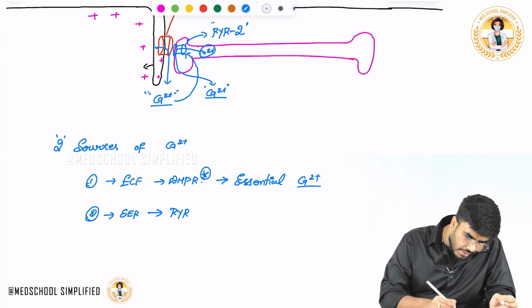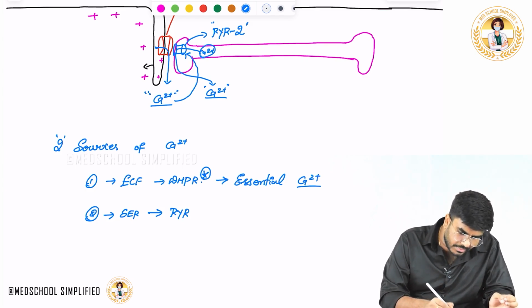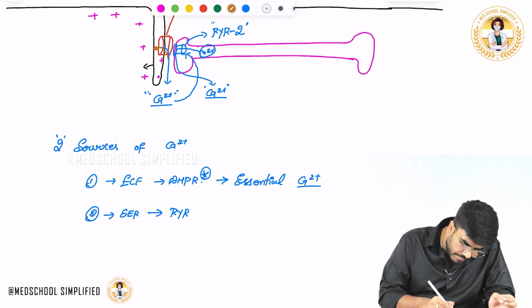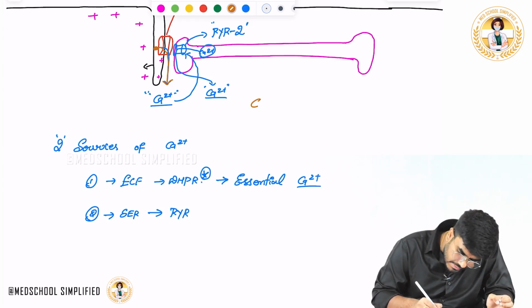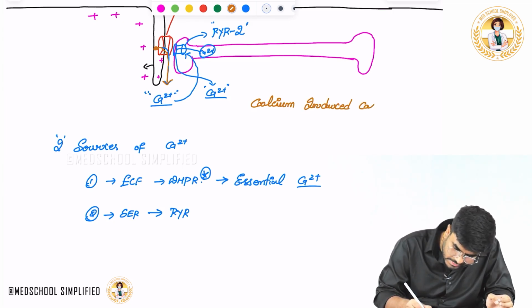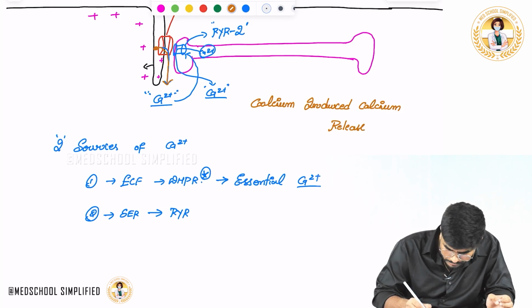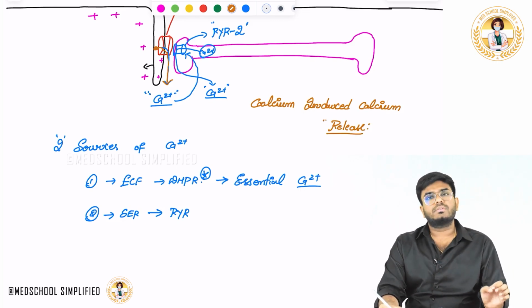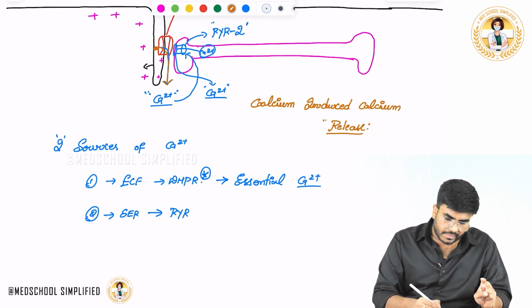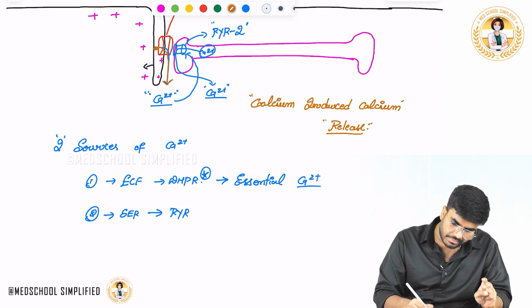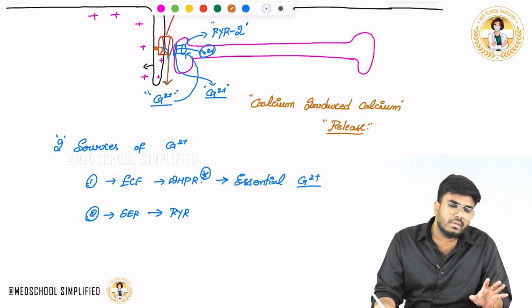It's the extracellular calcium which came into the cell and stimulated the release of intracellular calcium. So this event is called calcium induced calcium release. This is the point which I want you to know. There are 2 sources of calcium: one is essential calcium, and there is the calcium induced calcium release phenomenon which is seen in the myocardial cell.